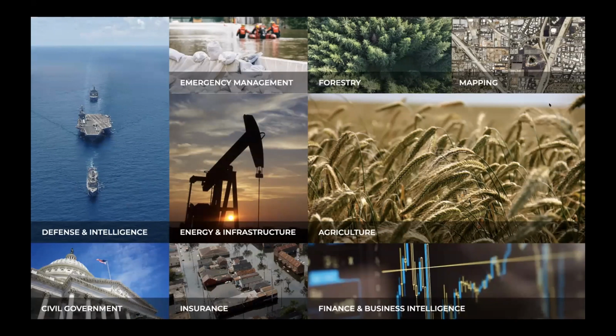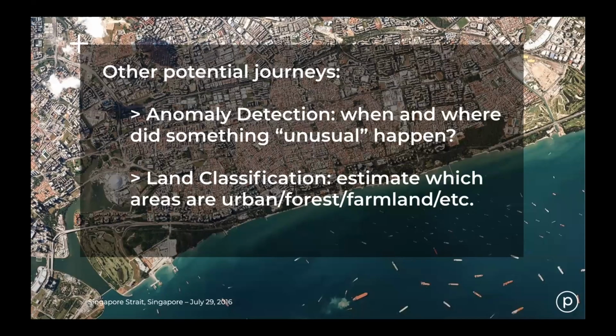So naming your journey is part one. What are you looking for? That can help you know where to begin. Here are just a couple of other potential journeys. Of course, you probably have your own problem set or area or field of science that you might care about, but maybe you want to look at anomaly detection. Where did something new and unusual happen, and when did it happen? Or land classification, estimate which areas of the earth are covered by urban or forest or farmland.